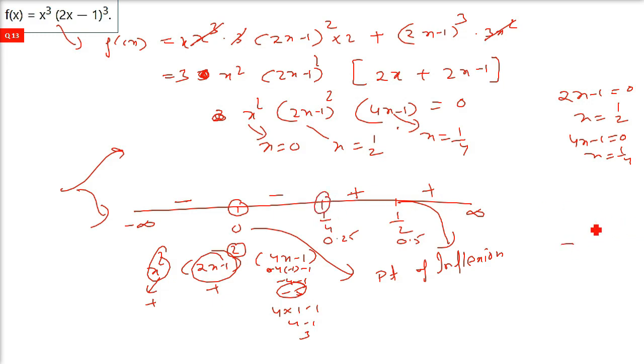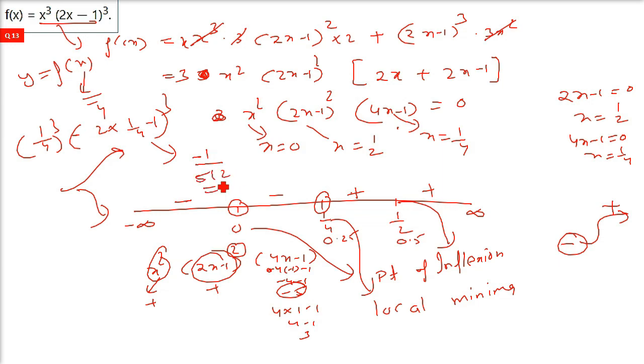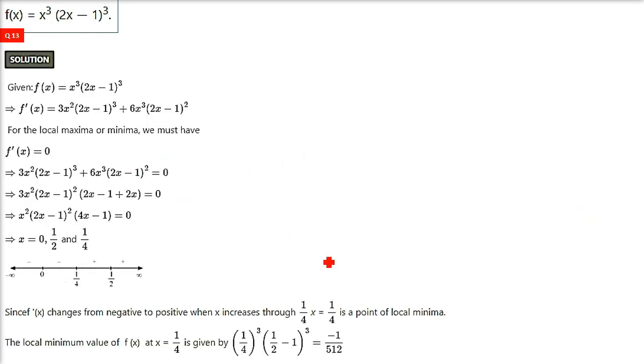But when you are at 1 by 4, that is 0.25, you are going from negative to positive. That means you are at local minima. So local minima is achieved when x is equal to 1 by 4. And what is the value of local minima? Just place it in the original equation. I am placing 1 by 4 in x cube into 2x minus 1 whole cube. Just replace x by 1 by 4. So 1 by 4 whole cube, 2 into 1 by 4 minus 1 whole cube. Let me tell you directly, it's negative 1 by 512. So this is the whole scenario. You got the points of inflection, which are 0 and half, and at 1 by 4, you got a local minima.